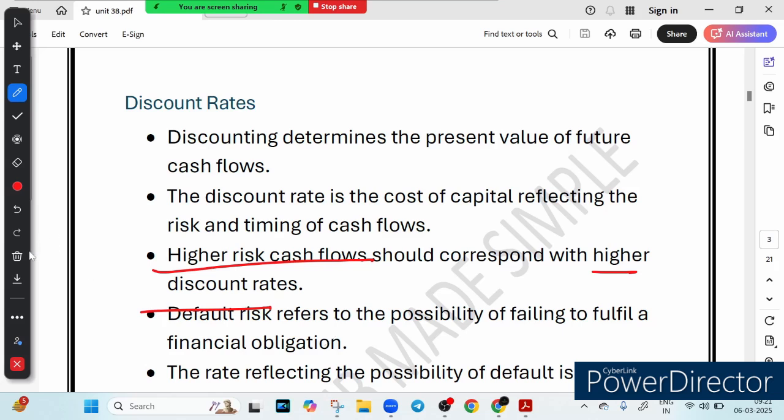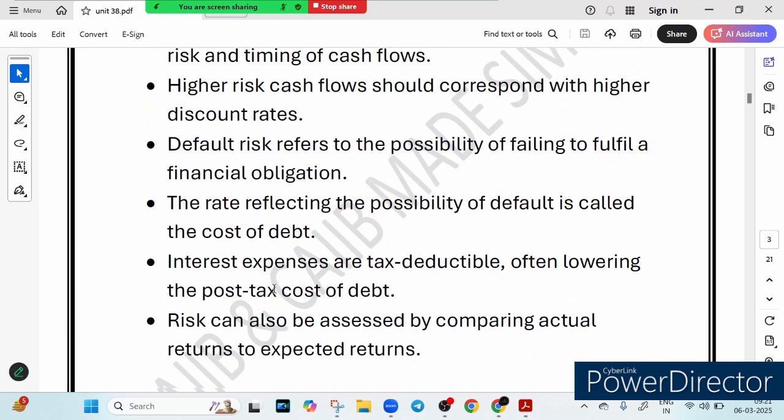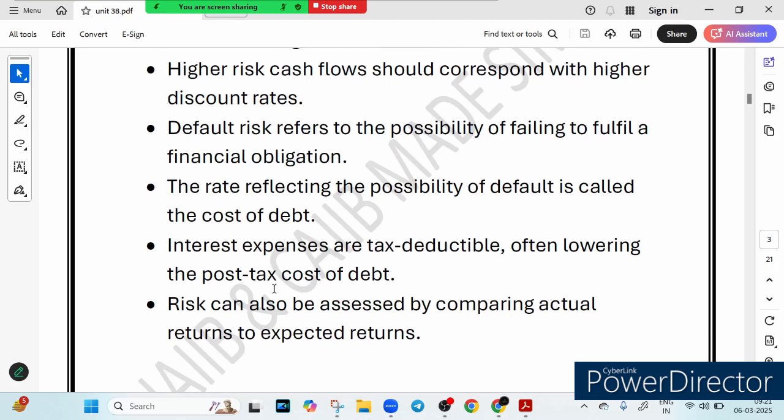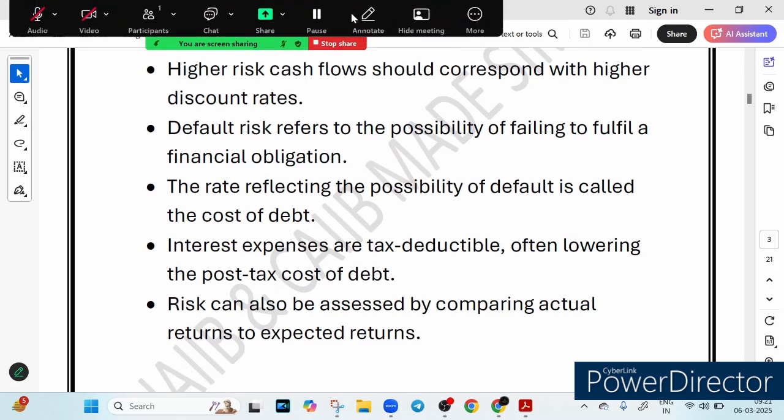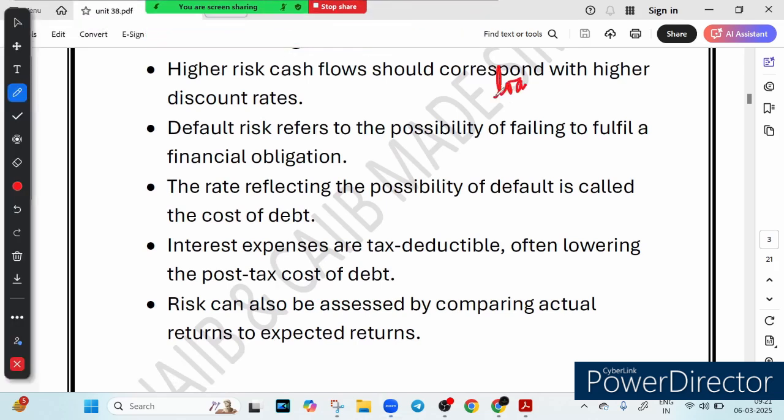Now let's talk about default risk and cost of debt. What is the meaning of default risk? What happens when you can't pay? That is called default. Obviously you know it. When you can't pay, it's called default. So default risk and cost of debt. Have you ever taken a loan?